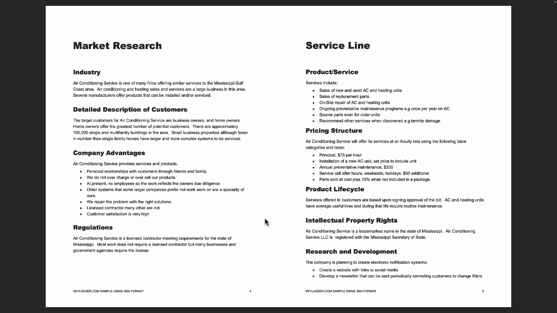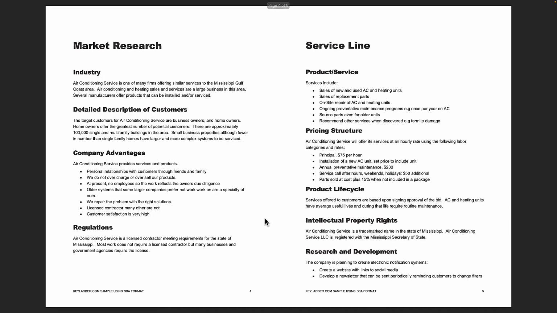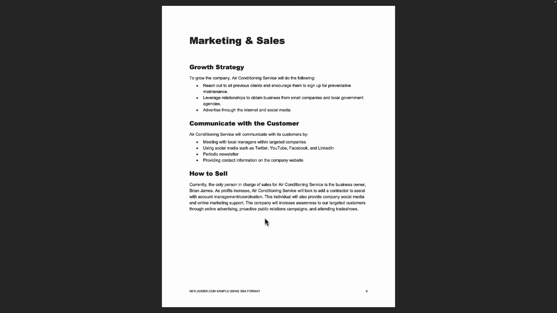You can trademark, which is simply indicating trademarked on your documents, and then you might want to do some other work as well with the government on that. And then research and development. There are some things you can do. In this case, they're going to do a website with links to social media and develop a newsletter, and probably many other things down the road.